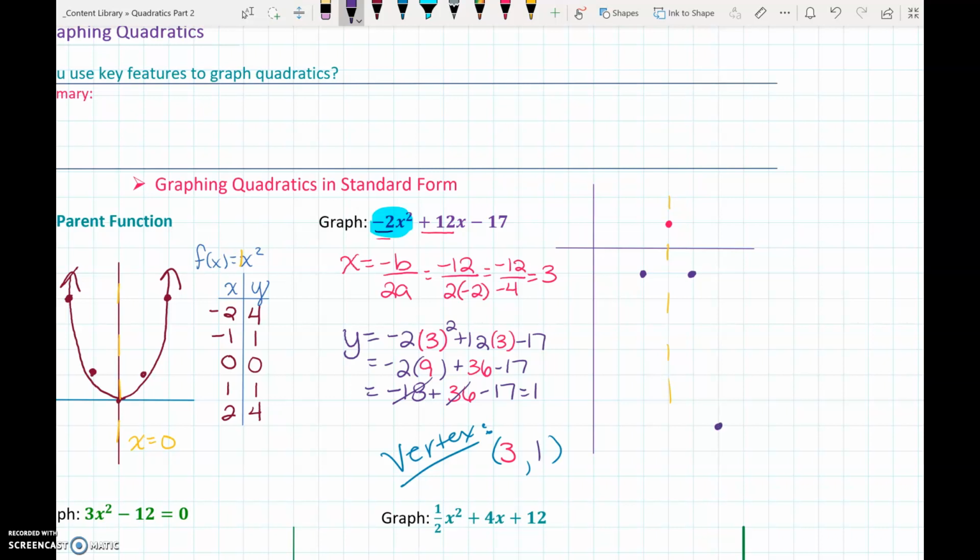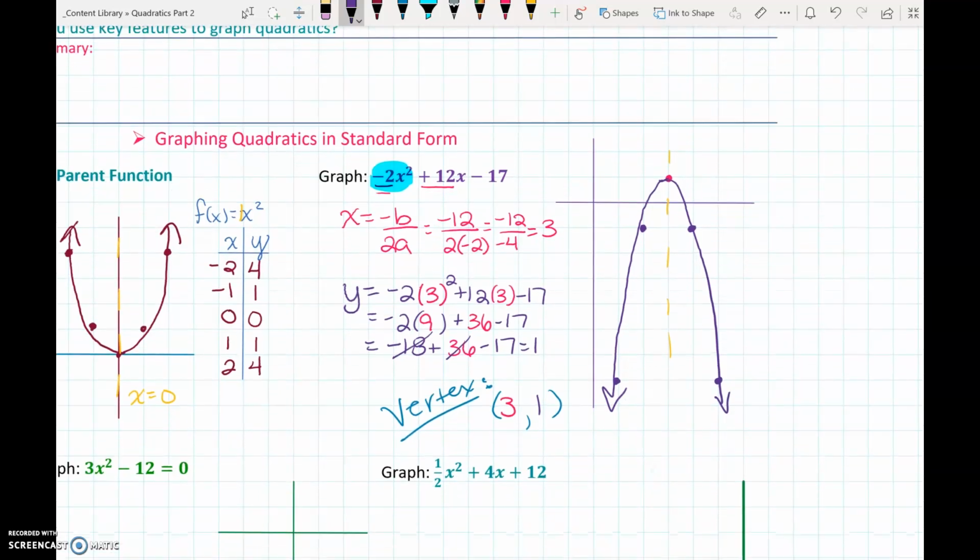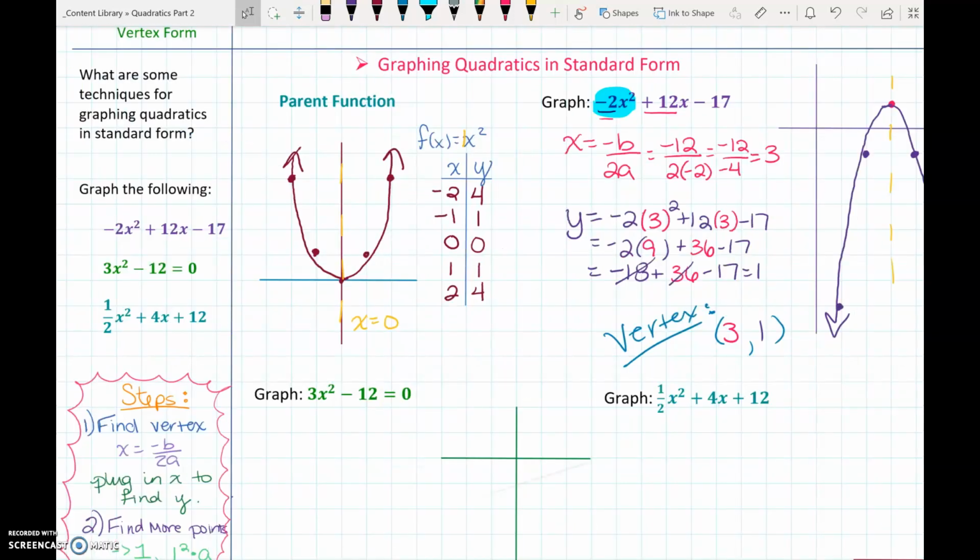Once I have that, I'm going to reflect it, and I'm going to attempt to make this look like a U and not a V. It's quite the challenge. All right, so that's it. Find that vertex, and then you can use that leading term to plot your graph. All right, let's try another one.